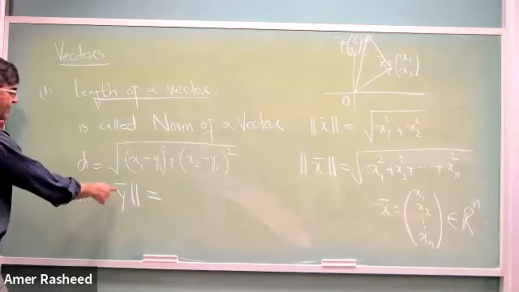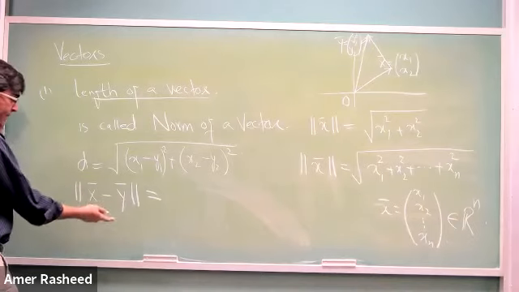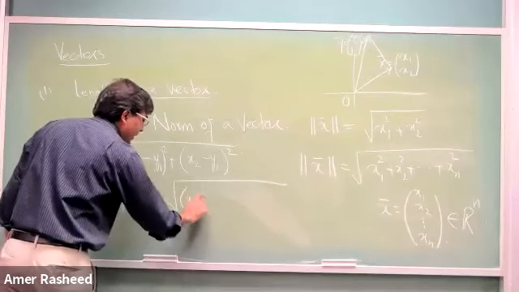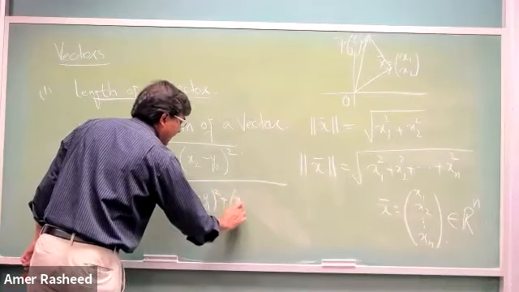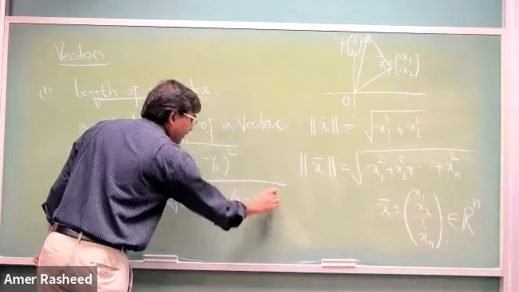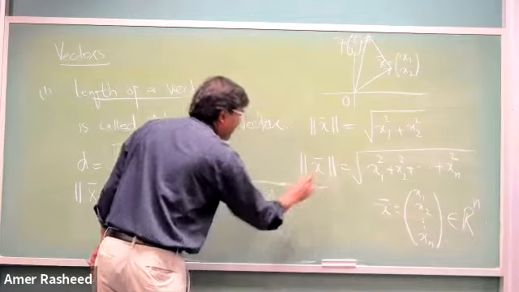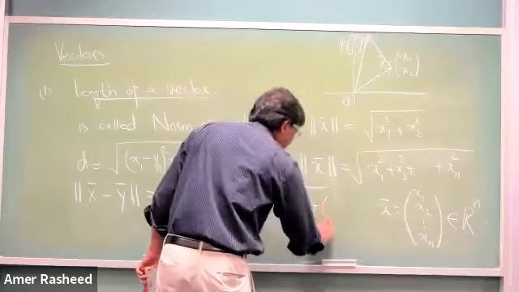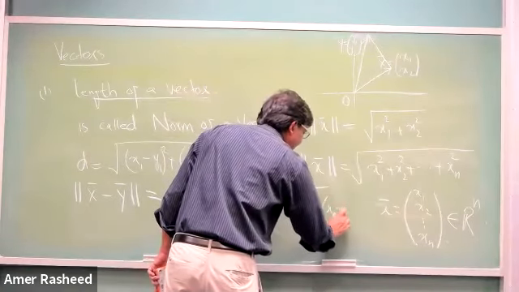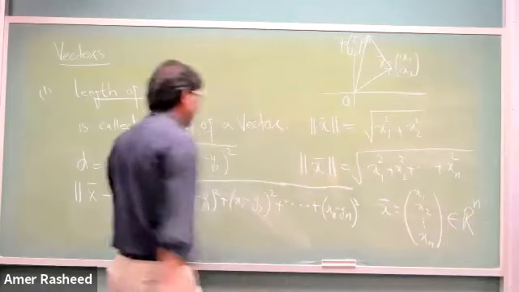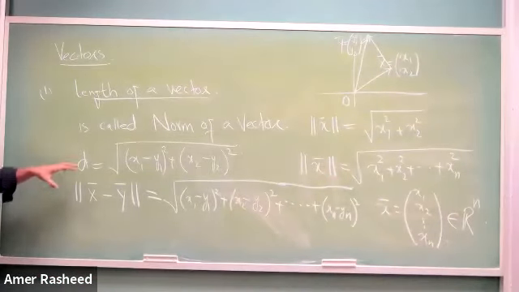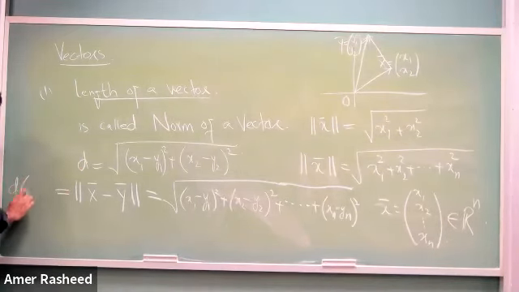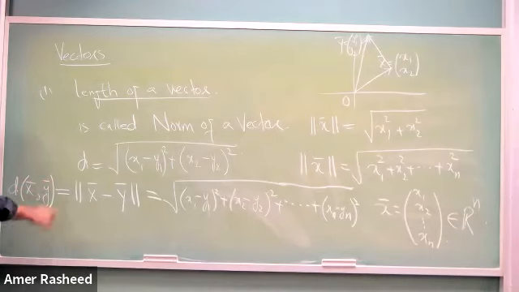Norm of x minus y means the distance between x and y. This is again the same formula: x1 minus y1 whole square plus x2 minus y2 whole square, and so on. If we have these two vectors in Euclidean space Rn, then the last term would be xn minus yn whole square. So this will be the distance between two vectors. Sometimes in books, they also define it as d of x comma y. Remember this.